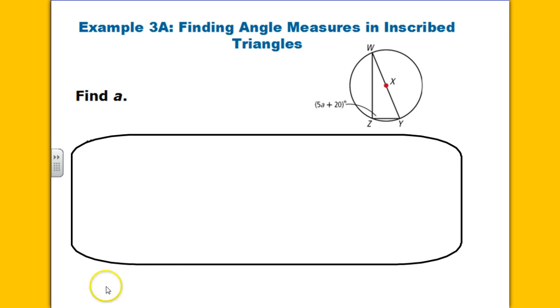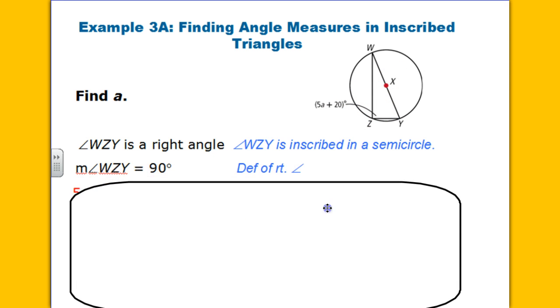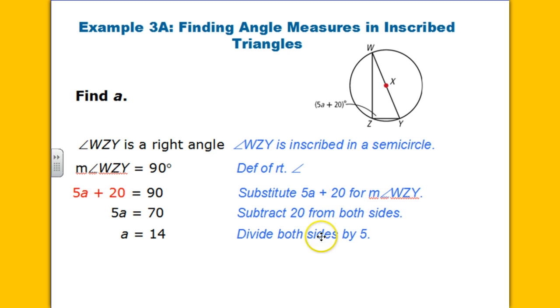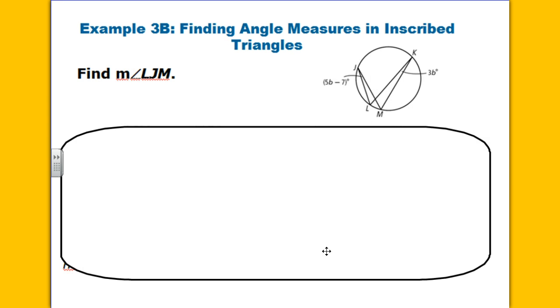Okay, good. So we know that this must be the right angle, so 5A plus 20 equals 90. And so we just substitute and solve. And you're right. A equals 14. Very fun. Okay. So can you find the measure of angle LJM?